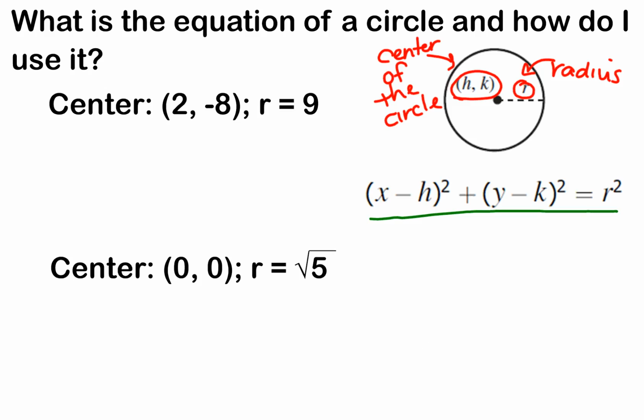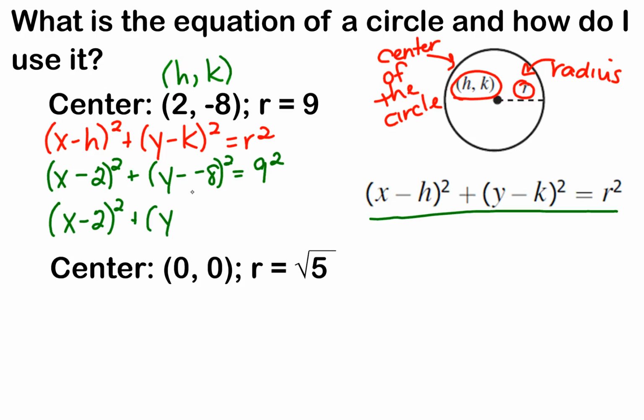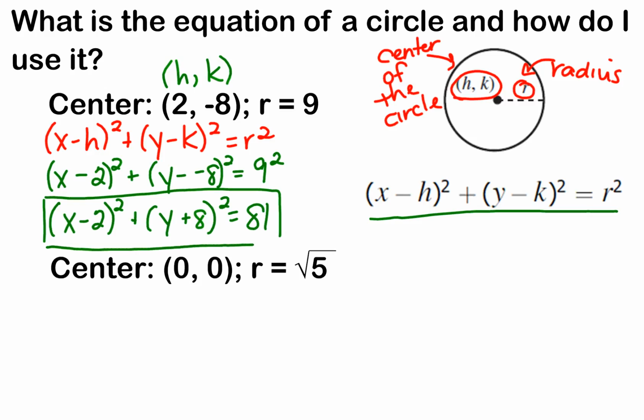So let's write out our equation of our circle for this first example. (x minus h) squared plus (y minus k) squared equals r squared. And then what I like to do is above the center of my circle, write h, k. And I can see easily that h is 2, so (x minus 2) squared plus k is negative 8, (y minus negative 8) squared is equal to r, which is 9 squared. I simplify that down: (x minus 2) squared plus y, subtracting a negative is the same as adding, plus 8 squared is equal to 81. And that's where I stop. That is my equation of the circle. I am all done. That would be my answer.